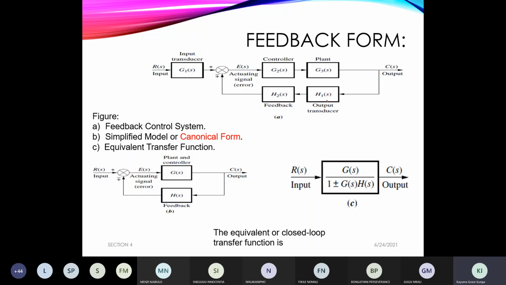So we get the feedback of the output, the error signal, or the actuating signal, which is going again to give a certain functionality or a certain action to our plant. This one is going to be equal to E(s) = R(s) minus C(s). So this is the signal.